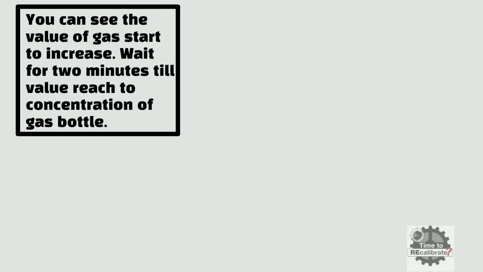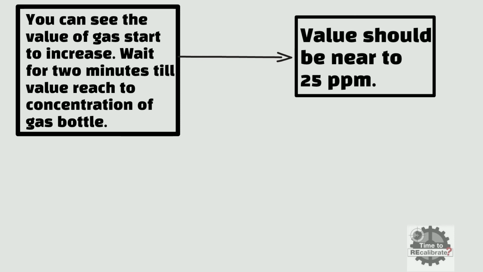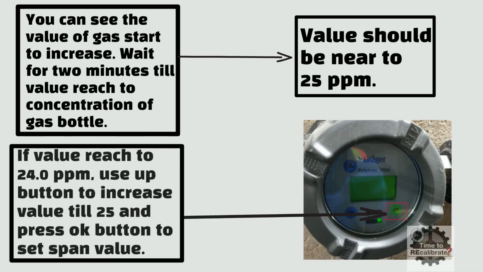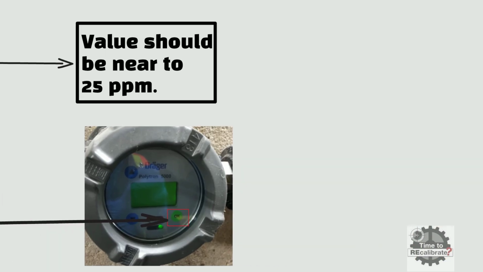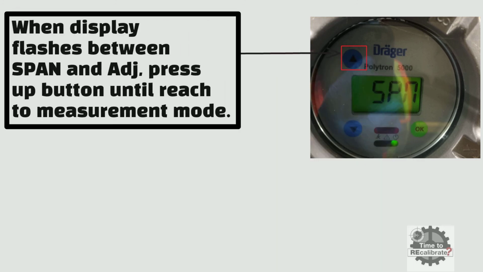Gas concentration value will increase and you can see the value on the display. Wait for 2 minutes till the value reaches the concentration of the gas bottle. For example, if you are using 25 ppm hydrogen sulfide gas, then the value will increase near to 25 ppm. If the value is more or less than 25 ppm, then use the up or down button to adjust the value to 25 ppm. And press the OK button to set the span value. Span calibration is done. And the display will flash between span and adjustment.